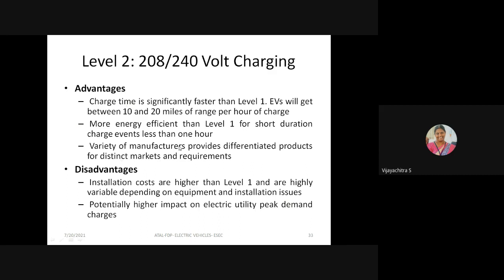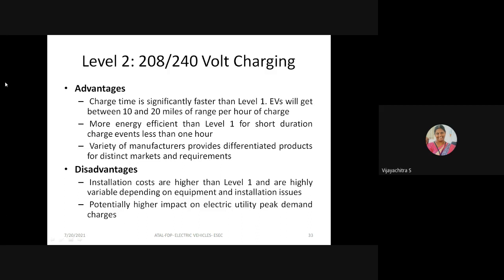Similar to level 1, we have many advantages. Charging time is somewhat faster than level 1, and EVs will get between 10 to 20 miles of range per hour of charge. Suppose we want to add some charging, then depending upon the hours of charge, if we do 1 hour of charging, we can extend 10 to 20 miles. It is also more energy efficient than level 1 for short duration charge events of less than an hour.